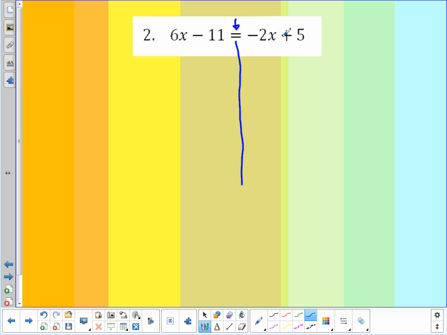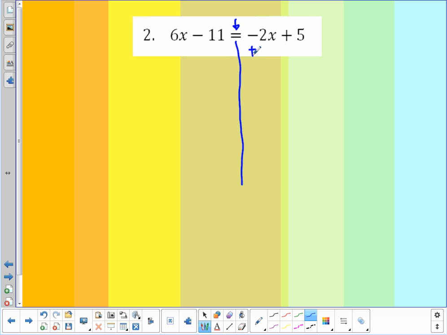But in step 2, where it says gather the variables to the same side, I can do something with that. I have an x over here on the left and an x over here on the right, and I can't solve it that way. I have to put those x's together. So you have two choices. You either subtract 6x or add 2x. Now, I like to work with positive numbers, so I always move the smaller one.